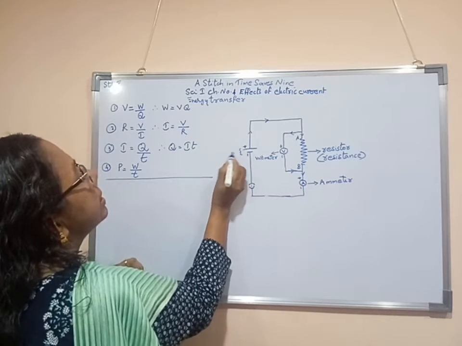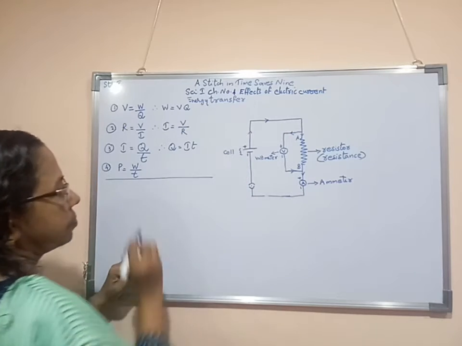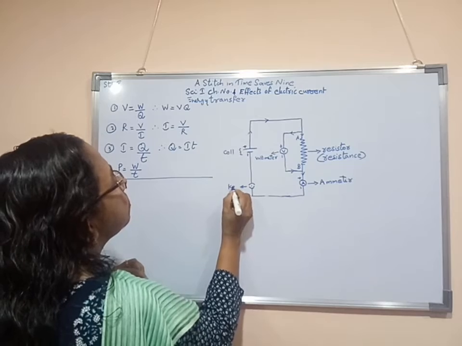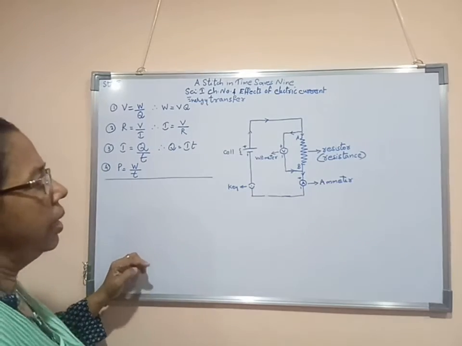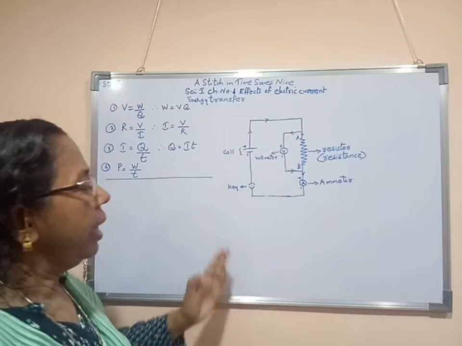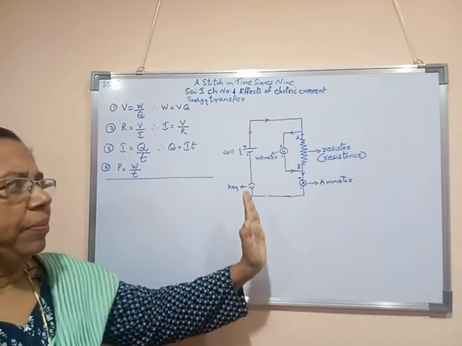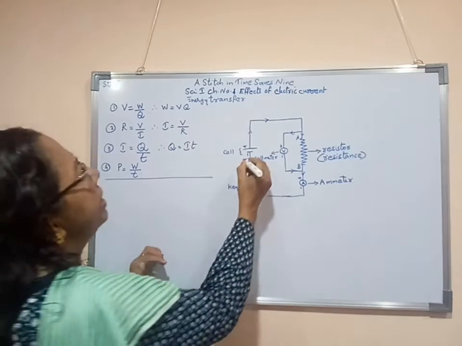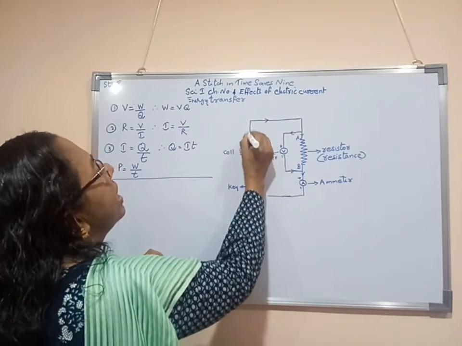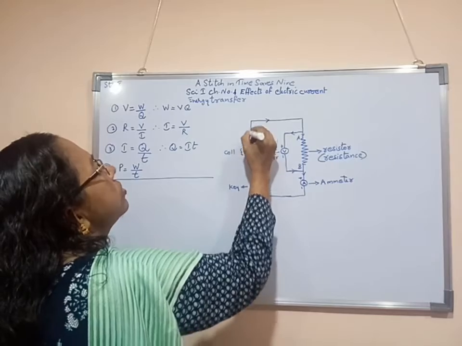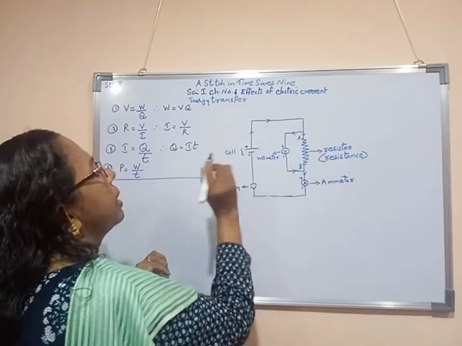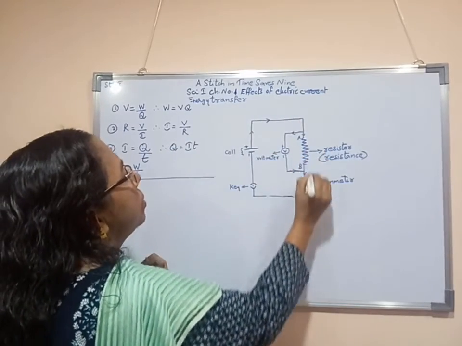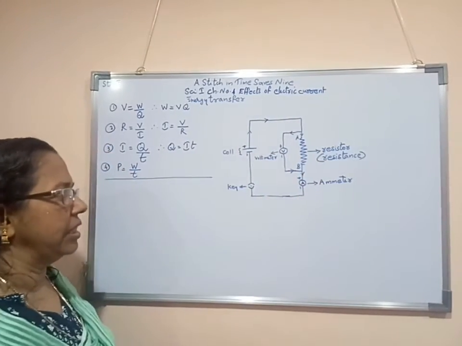This is known as the cell connection. This is the key. Now this is the resistor. Now in this experiment, what we are studying is that as and when the charge flows from the positive terminal to the negative terminal, we can say that current flow from the positive terminal to the negative terminal is taking place.